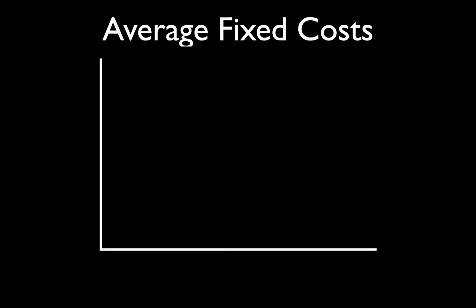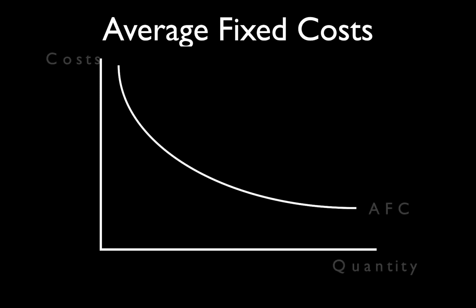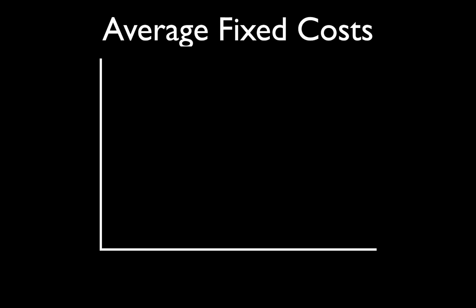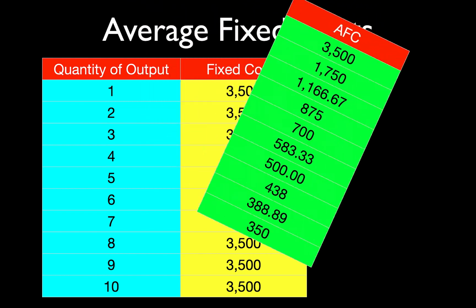Now, therefore, how would we represent that in a graph? Okay, well, we would represent that by a falling graph curve. So this is the average fixed cost curve. We have costs up here and we have quantity down here. Now, what I would suggest you do is you pause the video and take your time to draw that down, but realize that we're going to be explaining its shape, and I want you to be able to explain why it is this way.